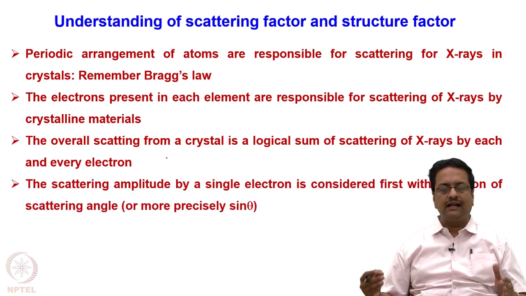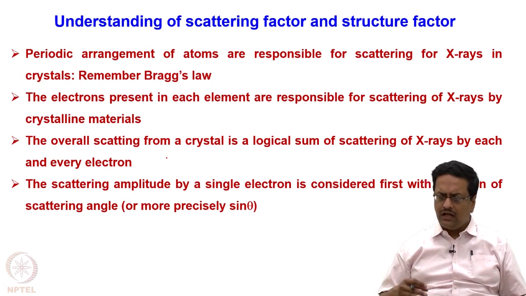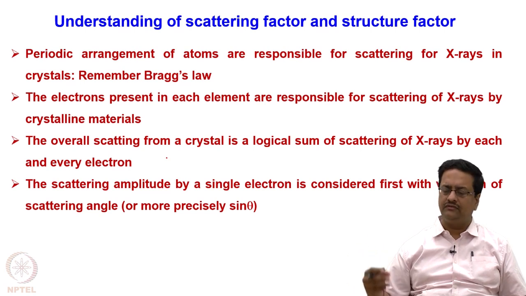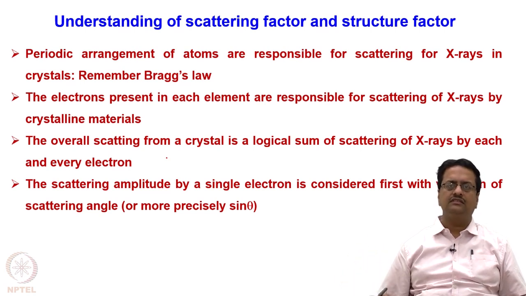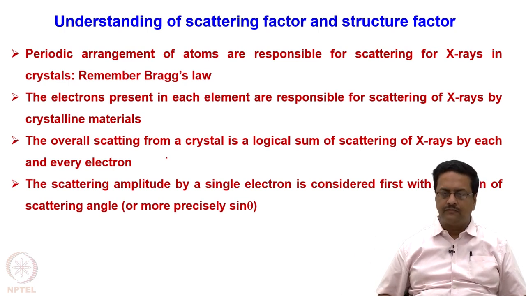So the scattering amplitude by a single electron is considered first with the variation of scattering angle, and this scattering angle is more easily understood when we do the calculation using sin theta. So in my next representations, when we talk about scattering angle, we will represent it in terms of sin theta.